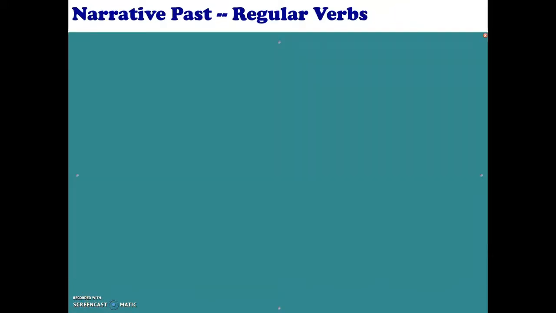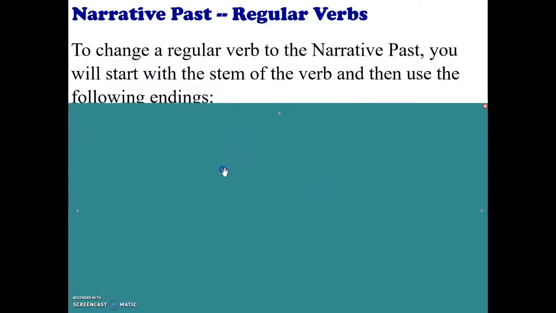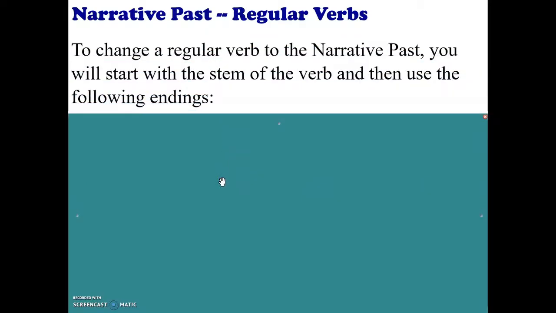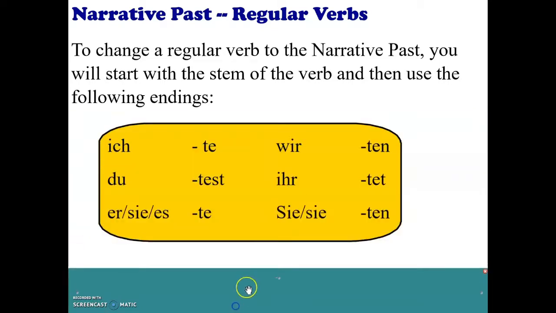Now let's take a look at how the narrative past works with regular verbs. The first thing you'll need to do is discover the stem of the verb. Think back, way back in conjugation. How do we get the stem of the verb? If we have, for example, spielen, the stem of the verb is spiel. So we remove the en ending. So to change our regular verbs in the narrative past, you'll start with the stem of the verb, and then you're going to use these endings.